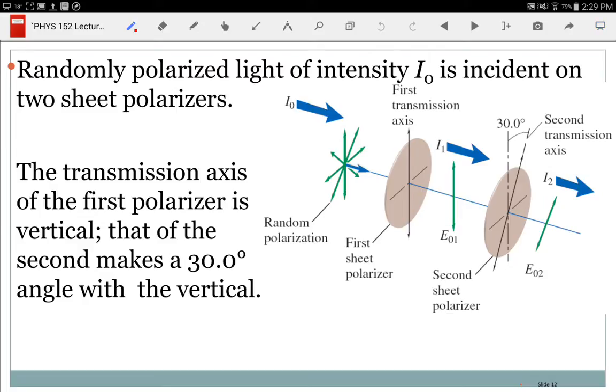I have initially randomly polarized light. It goes through a polarizer. What's the intensity that gets past that first polarizer? One half of the original intensity. So I1 is equal to 1/2 I0. When I'm going through a problem like this, I write down I1 equals 1/2 I0. And then I have a second polarizer that's oriented 30 degrees from the first polarizer. How much gets through that?